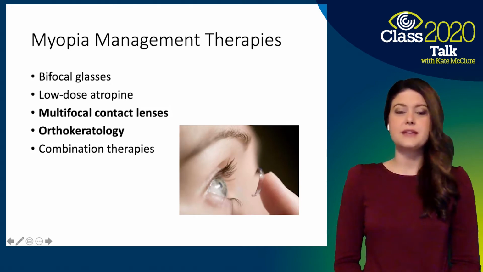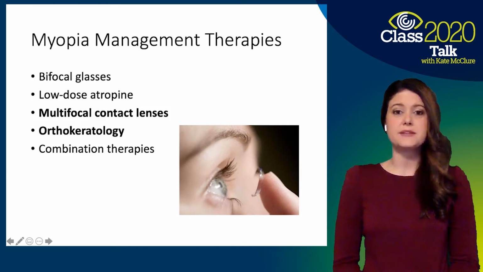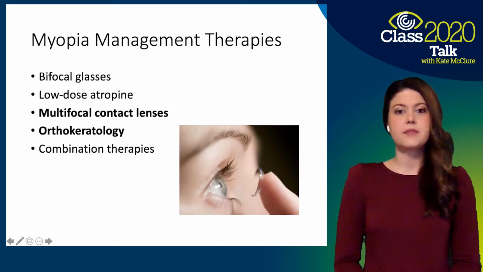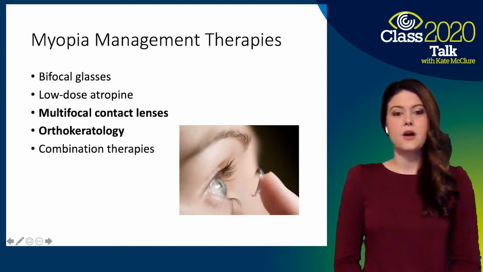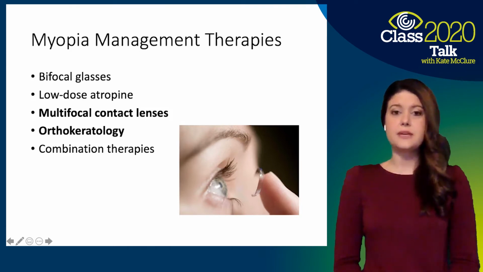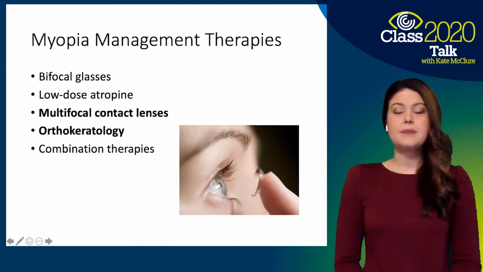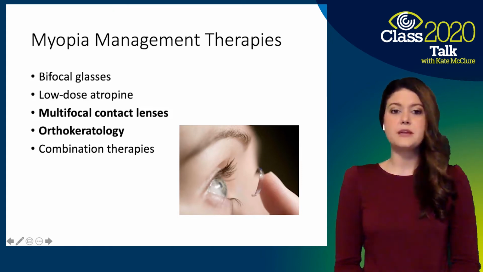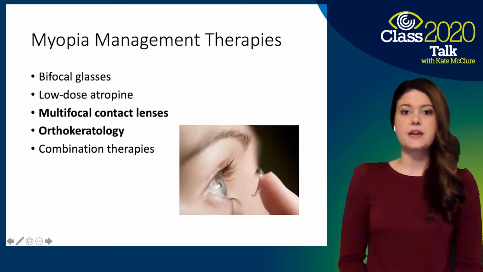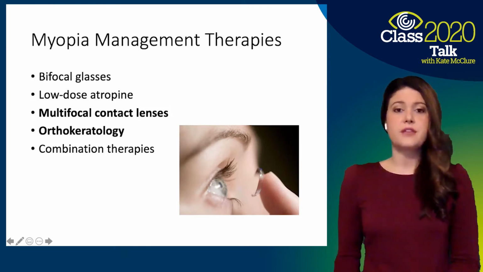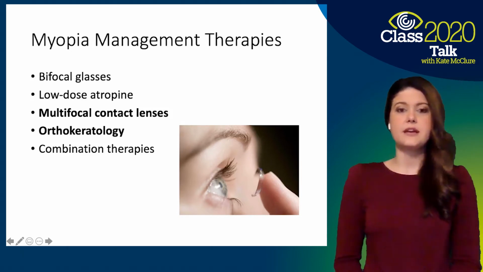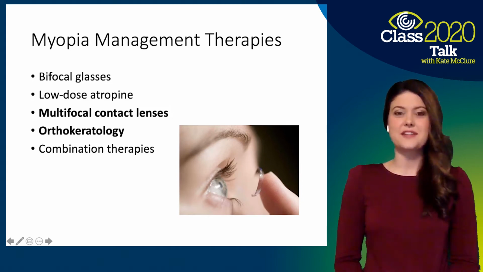First, let's talk a little bit about the different myopia management therapies that are currently available. We have bifocal glasses, low-dose atropine, multifocal contact lenses, orthokeratology, or a combination of therapies if needed. In my practice, I do prescribe low-dose atropine, multifocal contact lenses, and orthokeratology. Those are the 3 therapies that I use most often, and sometimes I'll use a combination if needed. Now, this lecture will focus on multifocal contact lenses and orthokeratology.